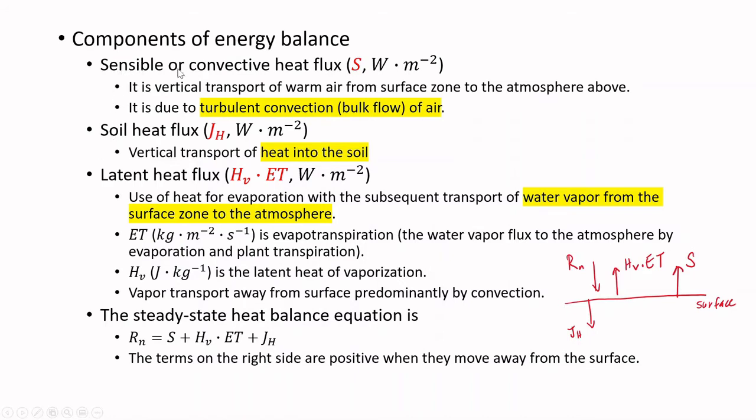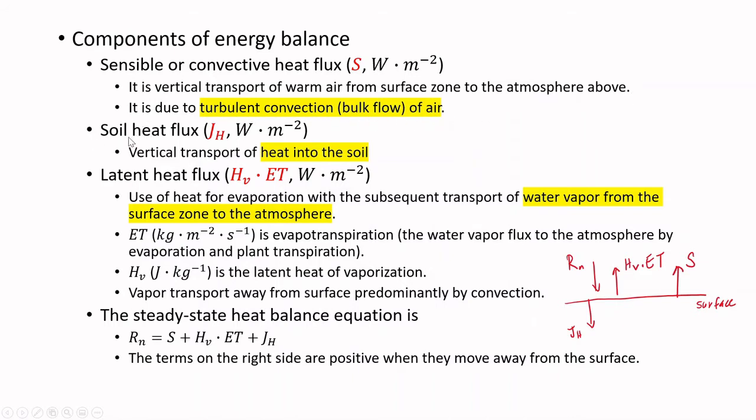Okay, basically there are three. There is the sensible or convective heat flux. You can call it sensible heat flux or convective heat flux, given by S, with a unit of watt per meter square. It is a vertical transport of warm air from the surface zone, from the soil surface to the upper atmosphere. It is due to turbulence, convection, and bulk flow of air.